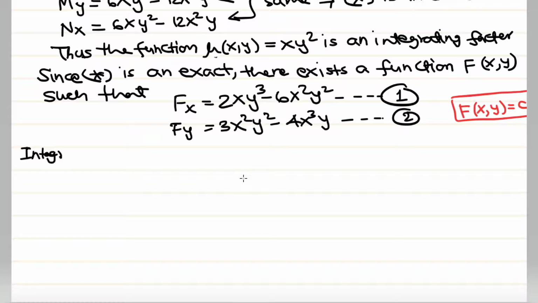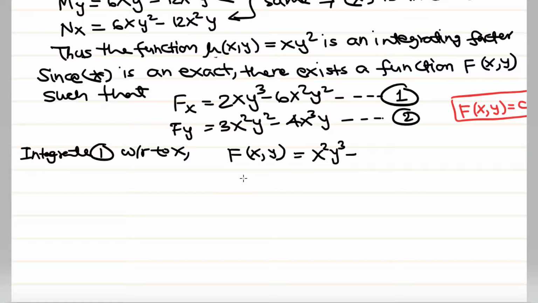So integrate 1 with respect to x. That means this becomes just a function, a function of x and y, by the way. We are just lazy not to write it, but this function is indeed a function of x and y. Let's integrate with respect to x. y cubed remains as a constant. So the antiderivative of 2x is x squared y cubed.